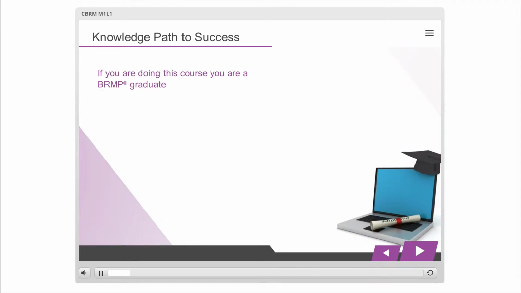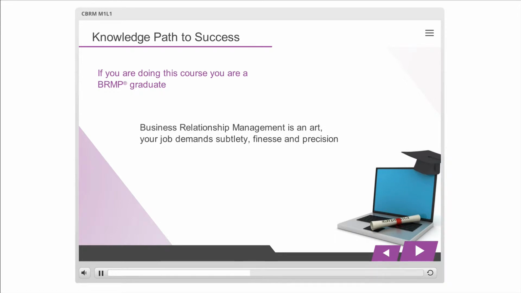If you are doing this course, then you are a BRMP graduate. This means that you should already understand the fundamentals of the BRM role and capability and should know and have experience of using BRMP techniques. Business relationship management is an art. Your job demands subtlety and finesse, but the scenario-based exam also demands some precision. Engaging actively with the course materials and sharing your experience of BRM and BRM techniques, as well as accessing the support of others through BRM Institute, will help you to engage fully in the learning process.